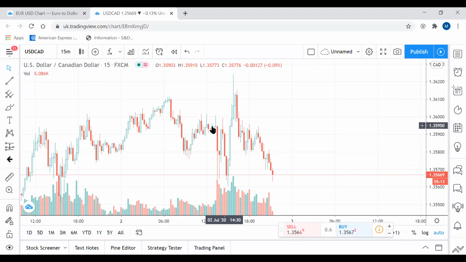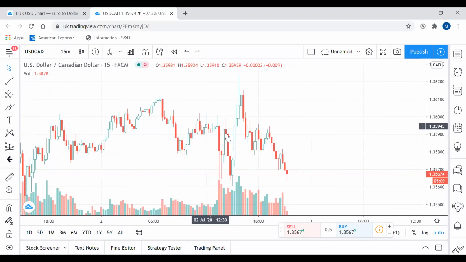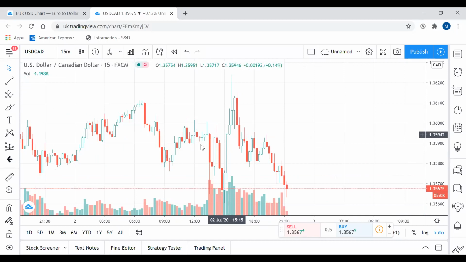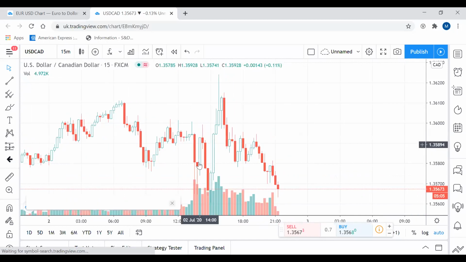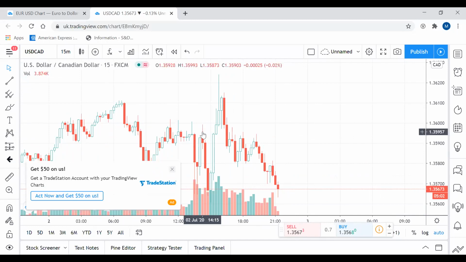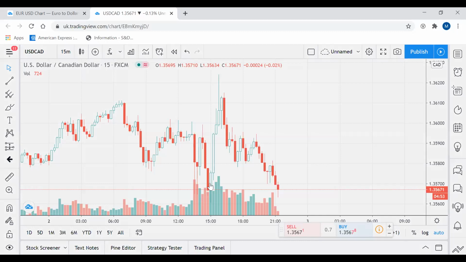So USD CAD, around the time of the news, we saw a massive, look how huge that is, a massive upward move when the news was announced of non-NFP. The reason why you see that is because USD is the main currency that's been quoted. So therefore, positive effect on USD is going to drive prices down.